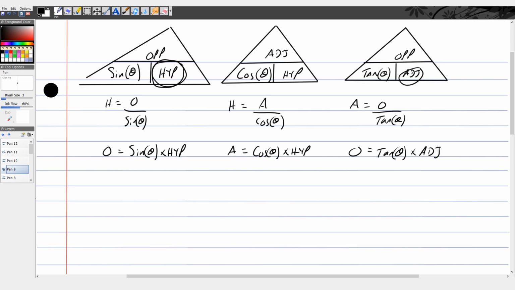So whichever one you want to find, cover it up. So if it was a sine question and I want to find the hypotenuse, cover up the hypotenuse, and all that's left is opposite divided by sine. If I wanted to find the opposite side, cover up the opposite and it's the sine of the angle times the hypotenuse. So these triangles come in handy. Feel free to write them down.